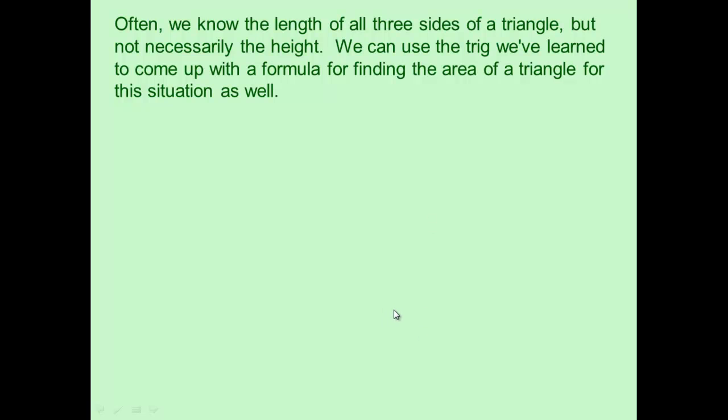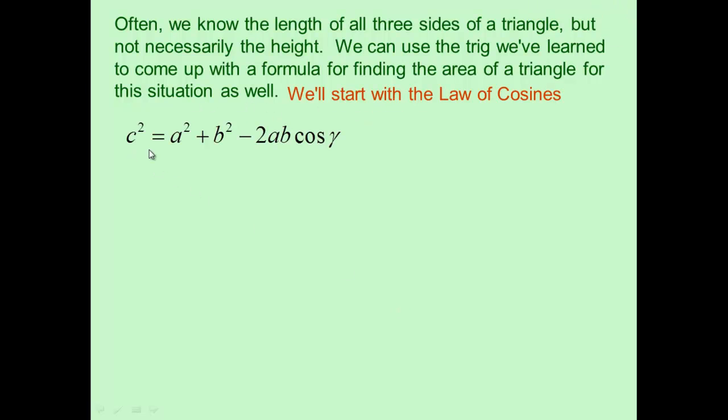If you don't get it, that's fine. It's mainly the formula at the end that you need to know. But as you know, I like to derive the formula. So we're going to start with the law of cosines: c squared equals a squared plus b squared minus 2ab times the cosine of gamma.